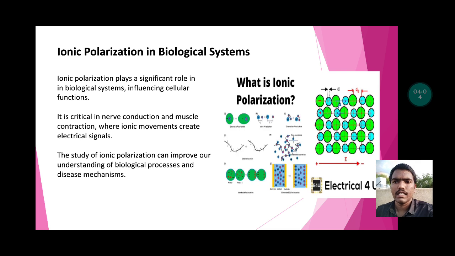Ionic polarization in biological systems. Ionic polarization plays a significant role in biological systems, influencing cellular functions. It is crucial in nerve conduction and muscle contraction, where ionic movements create electric signals. The study of ionic polarization can improve our understanding of biological processes and disease mechanisms.